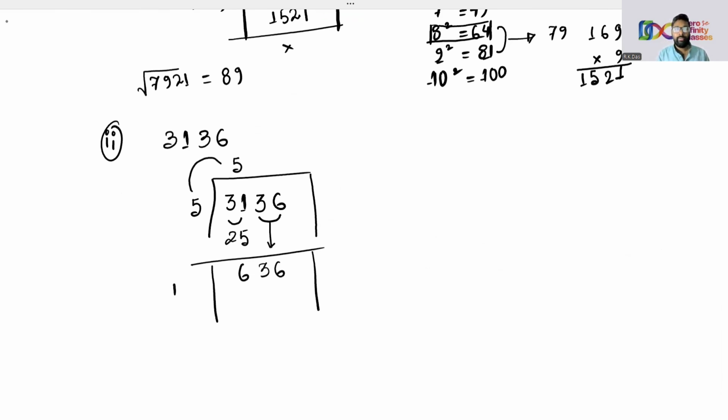So 5 plus 5 is what? 10. So we are writing 10. And third step is what? We have to write 10. Then there will be a blank.